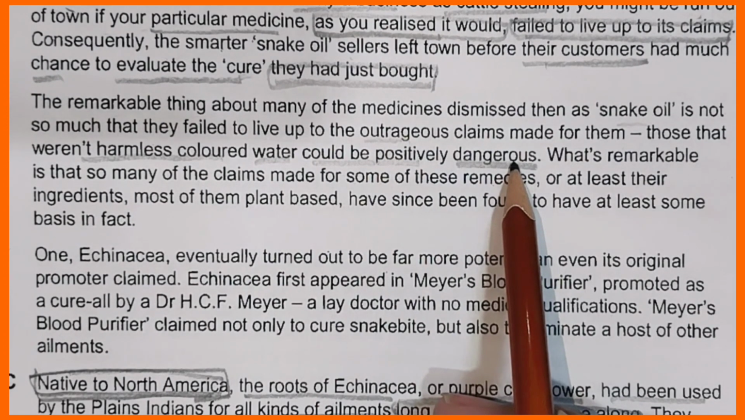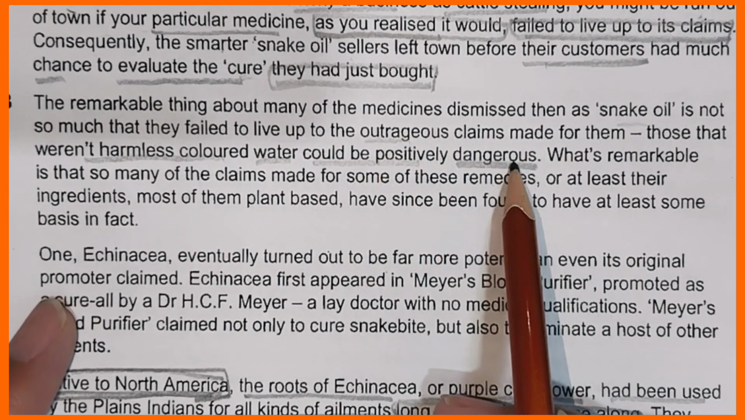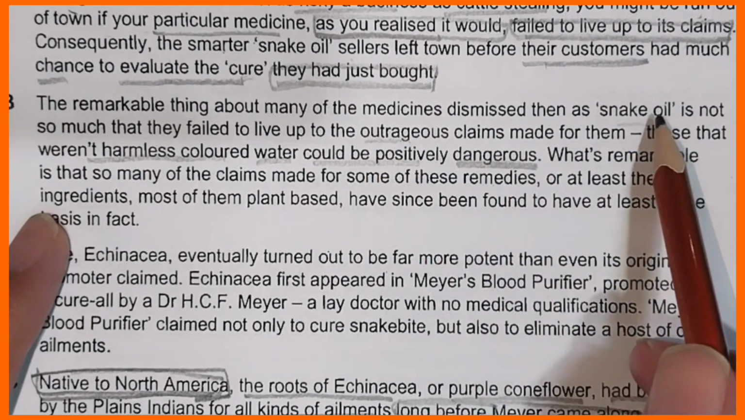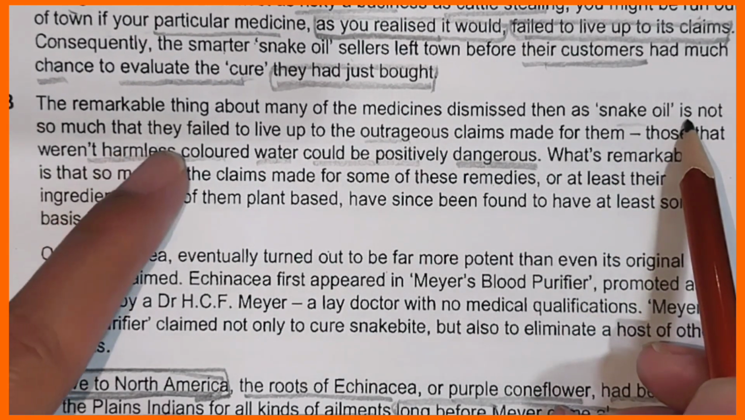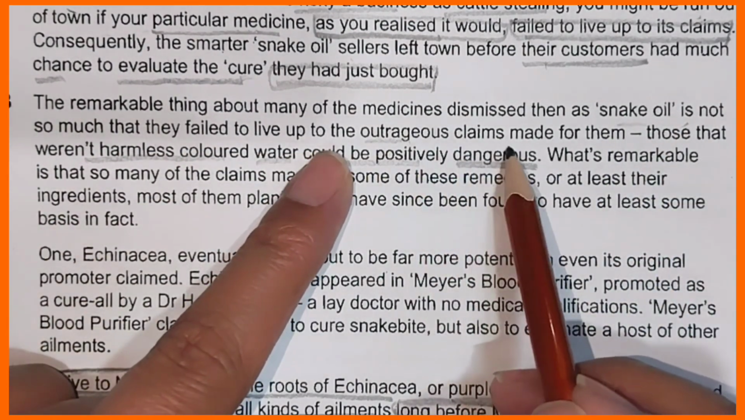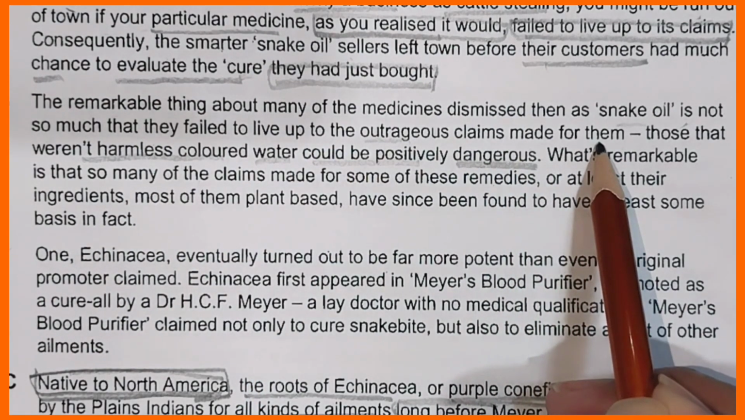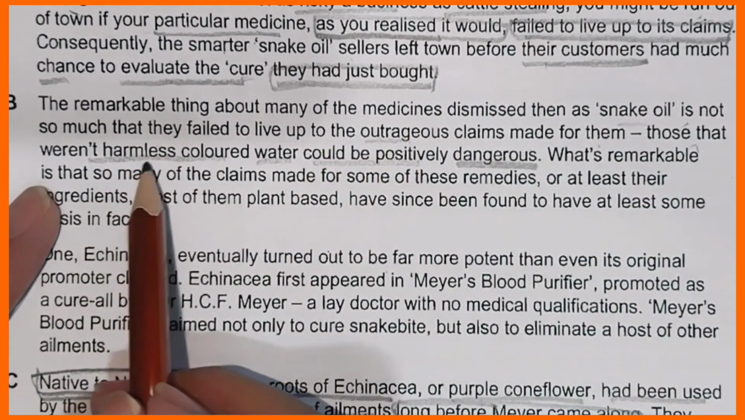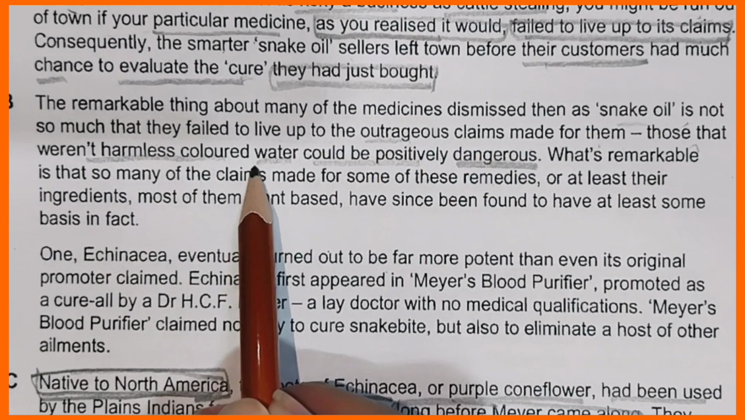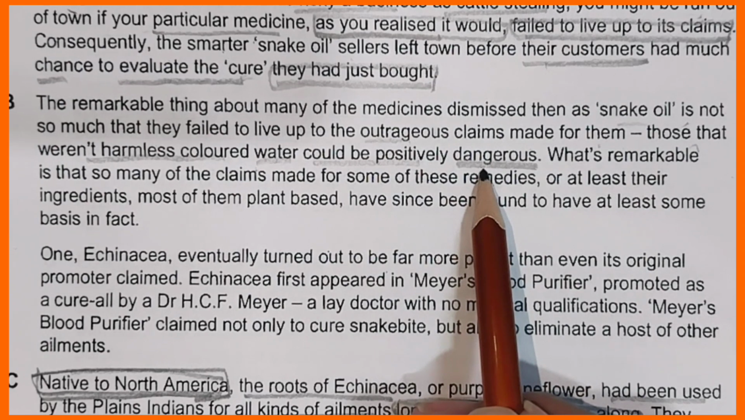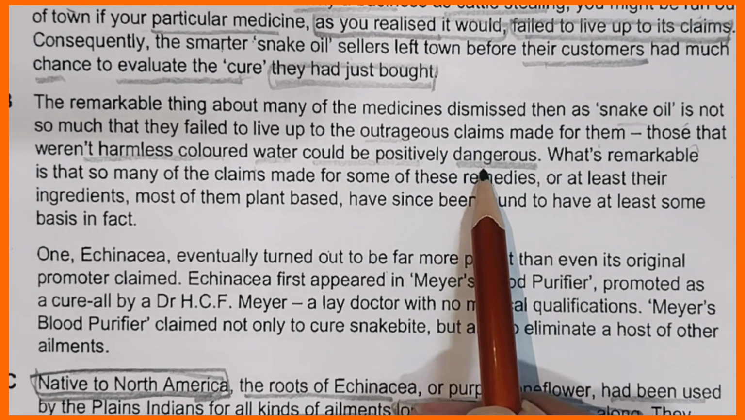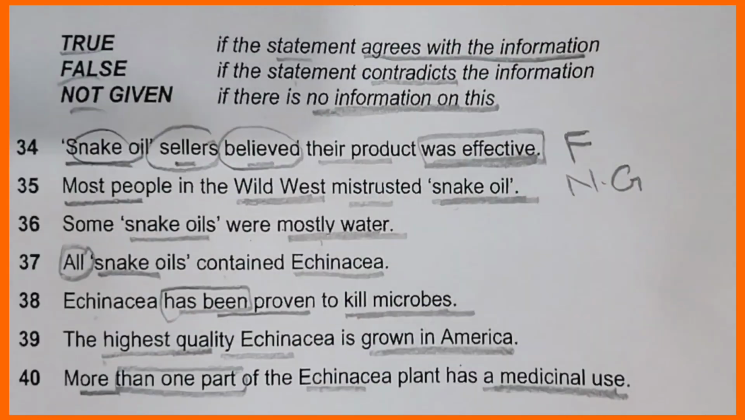So the question was about some snake oils being mostly water, but here they are saying snake oil is not so much that they failed to live up to the outrageous claims made for them. Those that were not harmless colored water could be positively dangerous. They're saying the colored water could be positively dangerous, but this is not dangerous. So this is not colored water, but it is water. So what will be the answer?